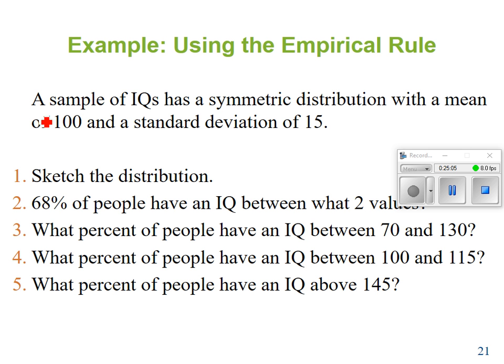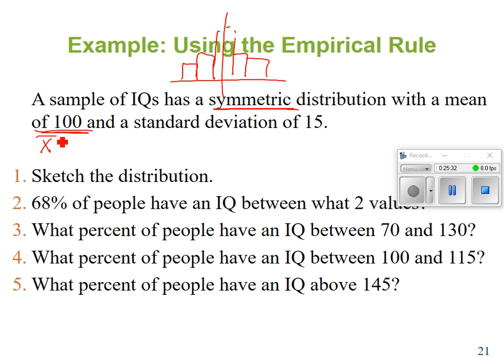All right, so a sample of IQs has a symmetric distribution. Remember, symmetric means we wrote this down at one point. Symmetric just means that when you look at the graph of it, if we were going to do a histogram, it would look something like this, the same on both sides. So it has a symmetric distribution with a mean of 100.